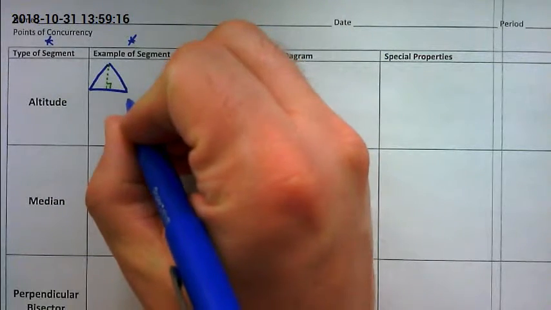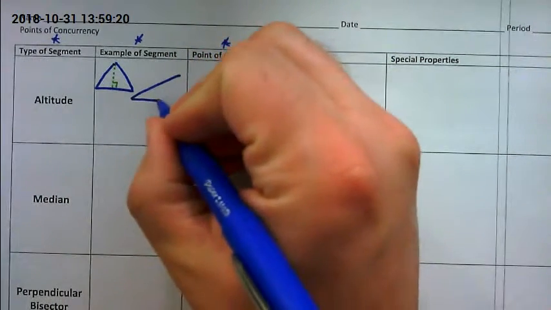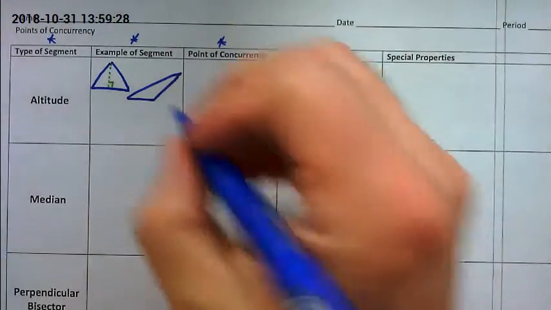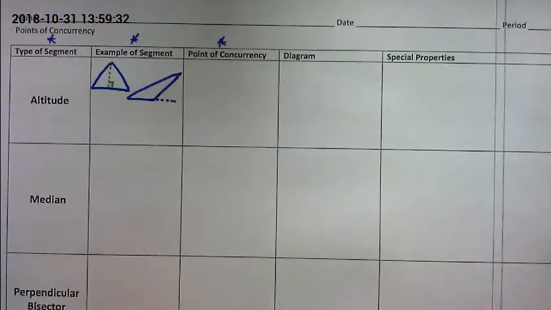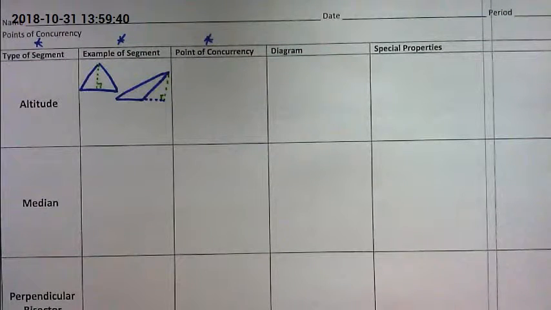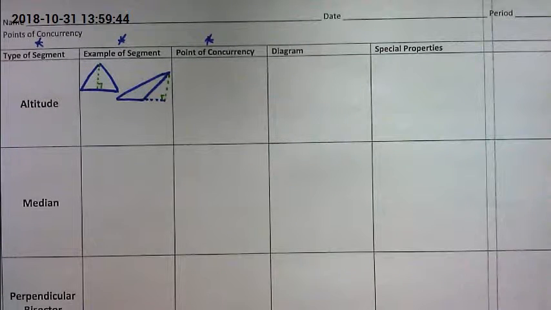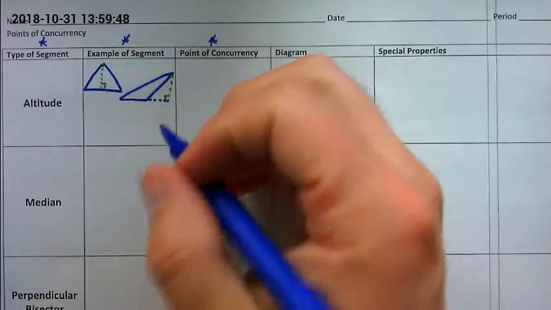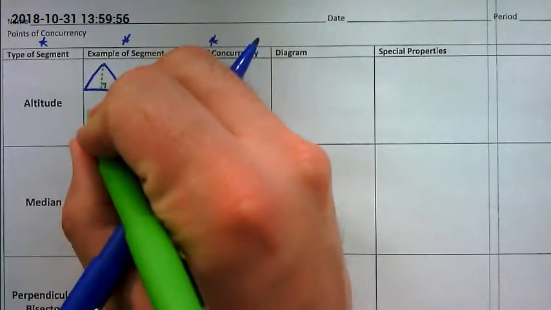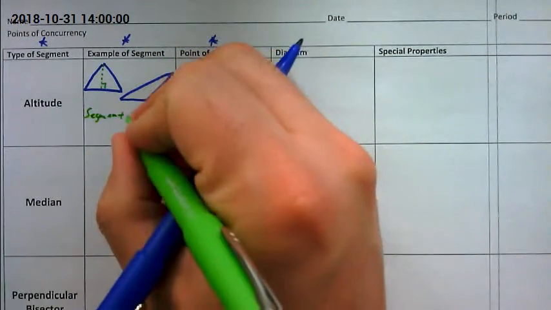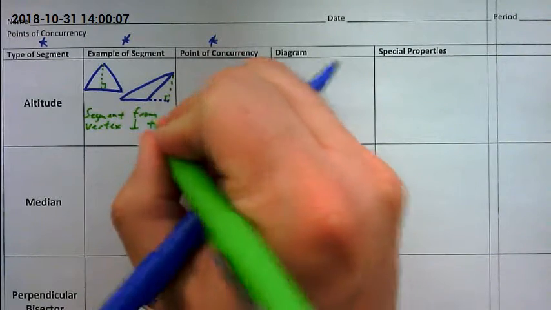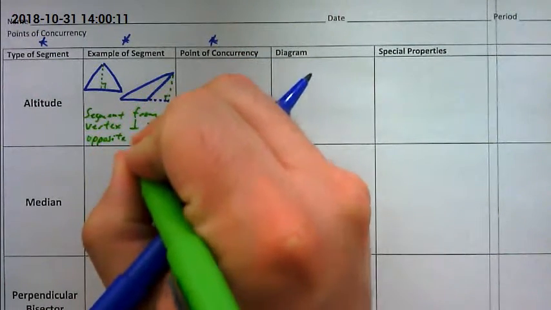If I was to draw an obtuse triangle, something that looks like that, then I could say that my altitude is actually on the outside of the triangle. So again, your altitude could fall inside a triangle, it could fall outside the triangle. Now, what we need to know is that the altitude is the segment from the vertex perpendicular to the opposite side. So segment from vertex perpendicular to opposite side.